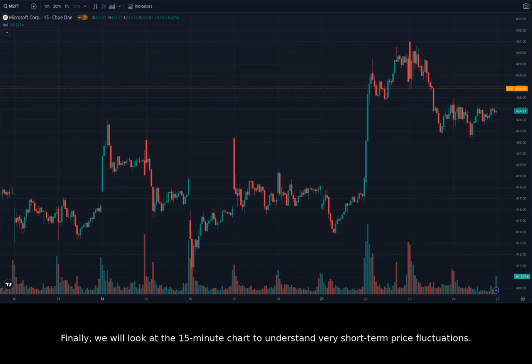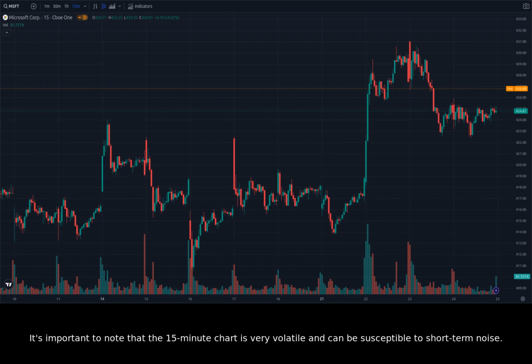Finally, we will look at the 15-minute chart to understand very short-term price fluctuations. On the 15-minute chart, we can see that Microsoft has been trading within a narrow range in the last few days. This indicates a period of indecision and a potential buildup of energy for a breakout.